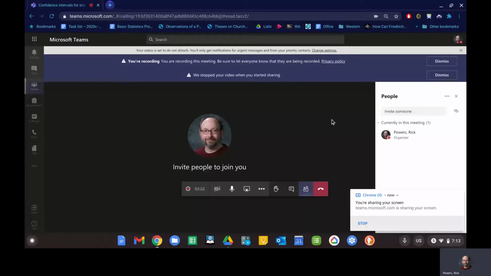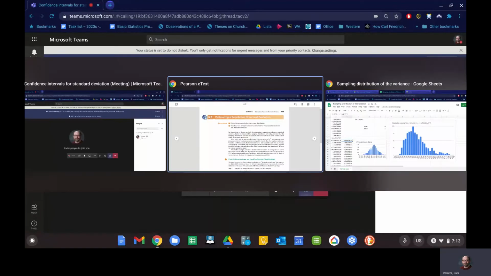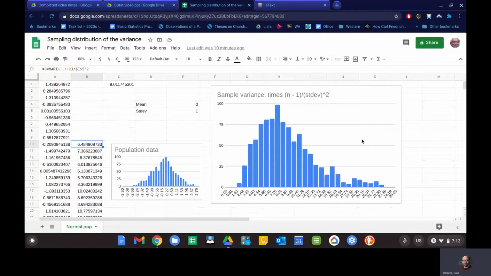All right, so then what are we dealing with in this situation? I'm going to share my screen so that you can see more of what this is looking like. All right, so I'm sharing my screen and I go to this right here. What you see here is not bell-shaped. This is the distribution of the sample variance, which is the square of the standard deviation. But notice the population data over here is bell-shaped, but the sample variance is not bell-shaped.